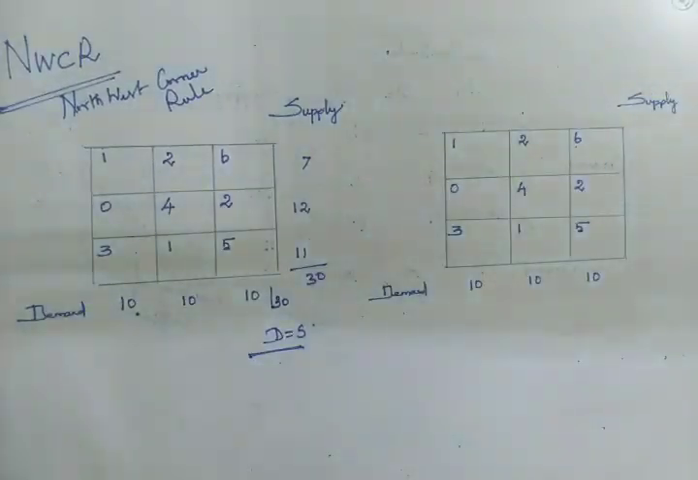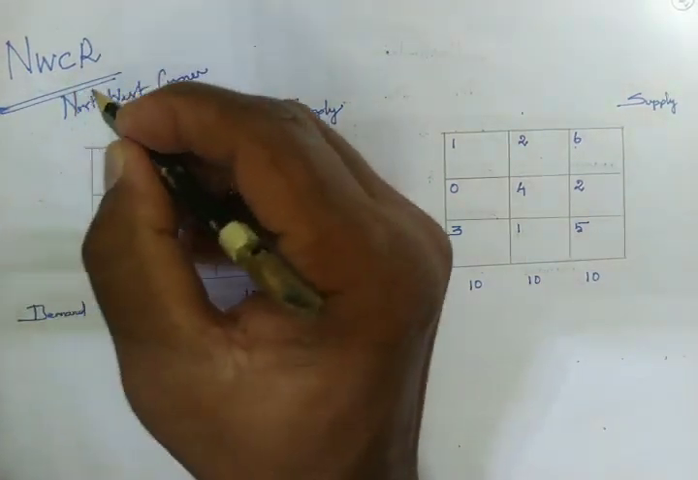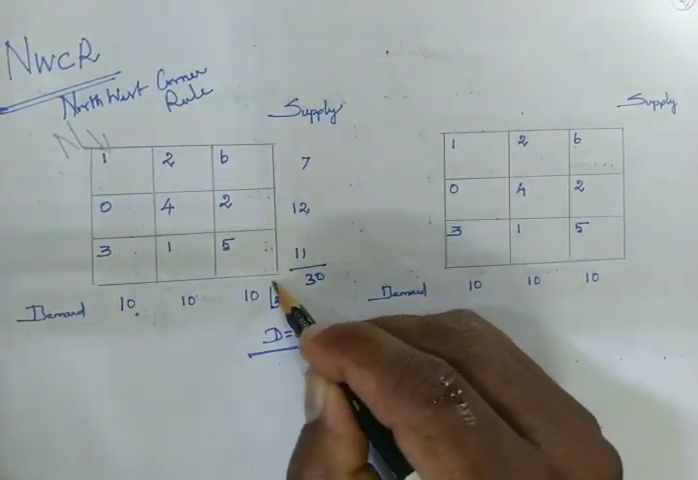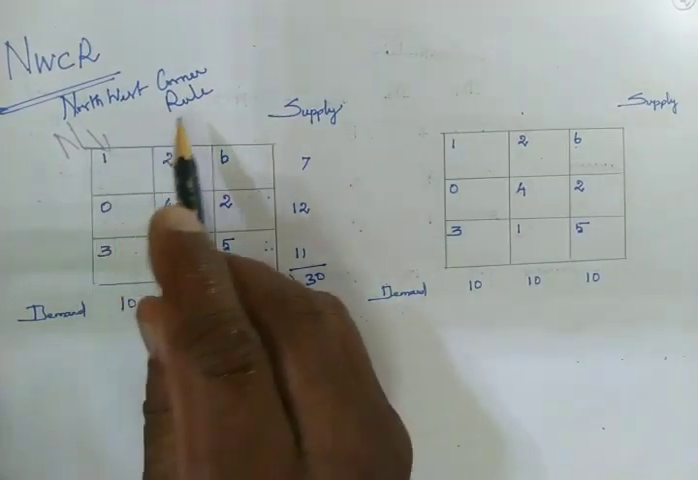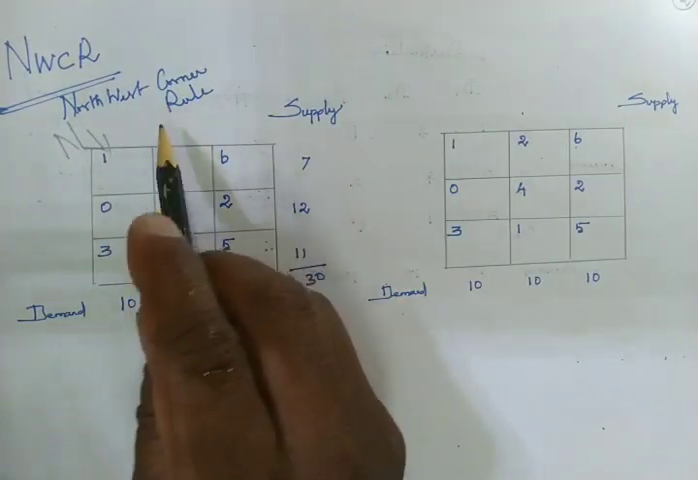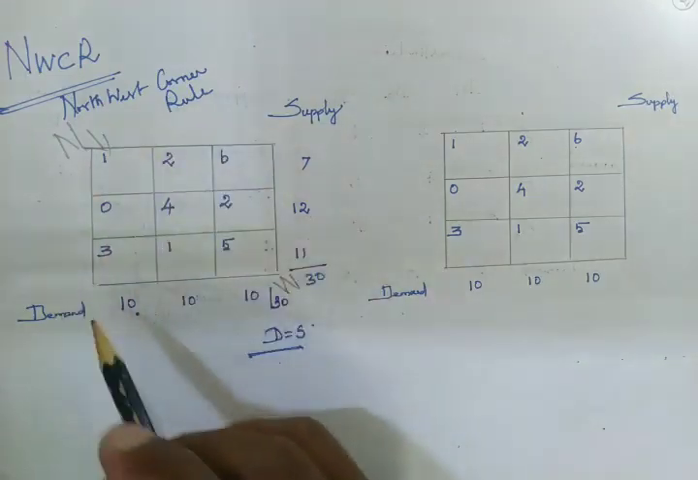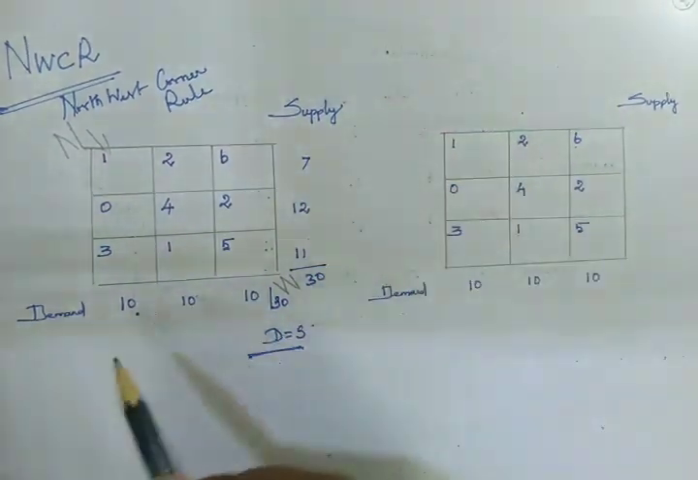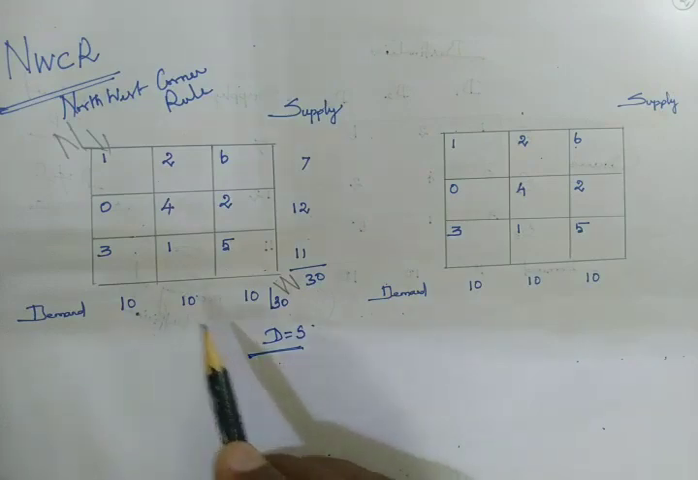Now the north-west corner rule. What is the north? If you are coming from this side, it is north. You are coming from north to west by selecting a corner cell. Rule means corner cell. Here this is the given supply. Here this is the given demand, the destinations.